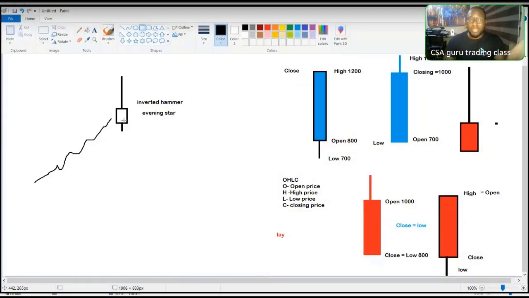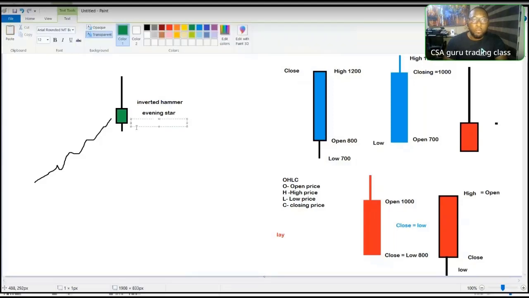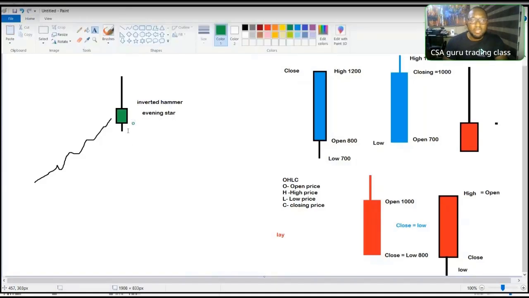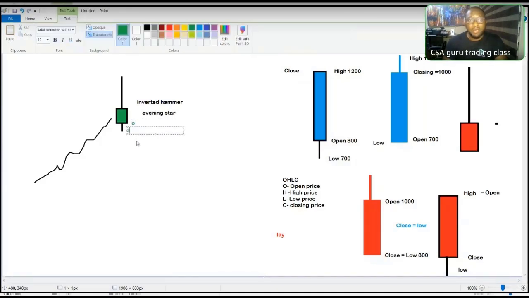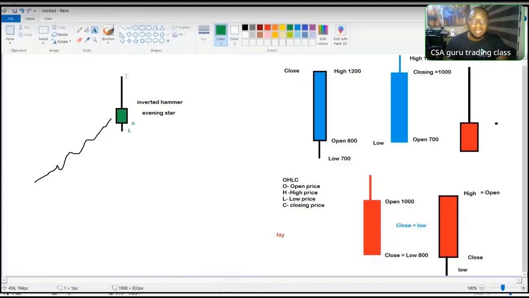What happened here is the price opened here. If it is a green, let me fill it with a green, right? So if it's a green, what it's telling us is that the price opened here. We have our open price here. This is our low. The price came down to this low, and the price now went as high as this. This is our highest price.